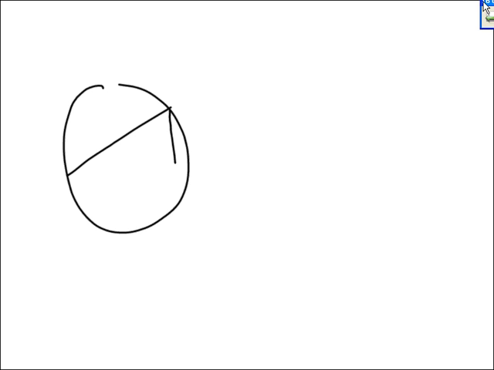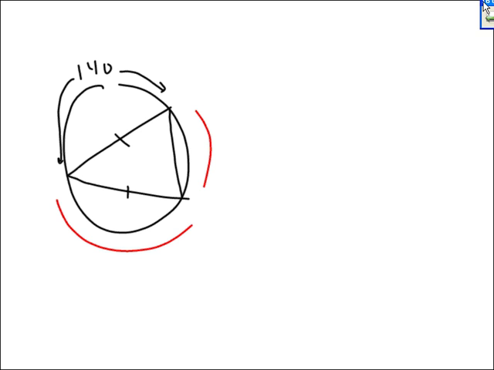Here's a nice problem. You have an inscribed triangle. It's given to be isosceles. And this arc is 140 degrees. Instructions are, say, to find the angles inside. Find the three angles inside. Find everything. What does everything mean? Find the measure of this arc, and the three angles inside.